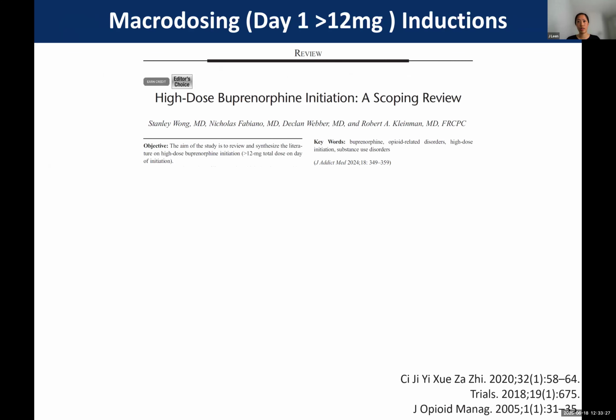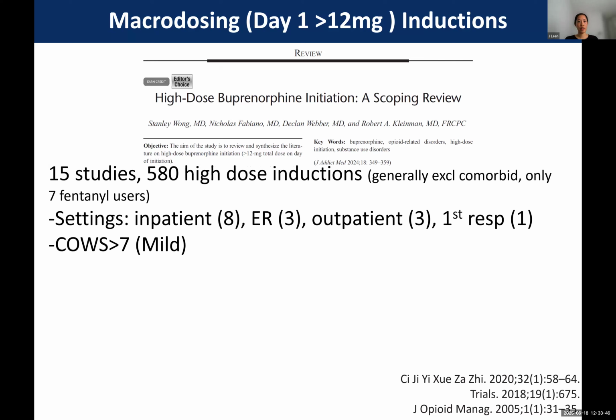That's where macrodosing comes into play. So macrodosing just refers to going above this arbitrary day 1 maximum of 12 milligrams. This group did a scoping review of all high dose initiations that have been published up until 2024. And they summarized them, and they found 15 studies and 580 high-dose inductions. One caveat is that it didn't really include fentanyl users, but I'll just show you some of the data here.